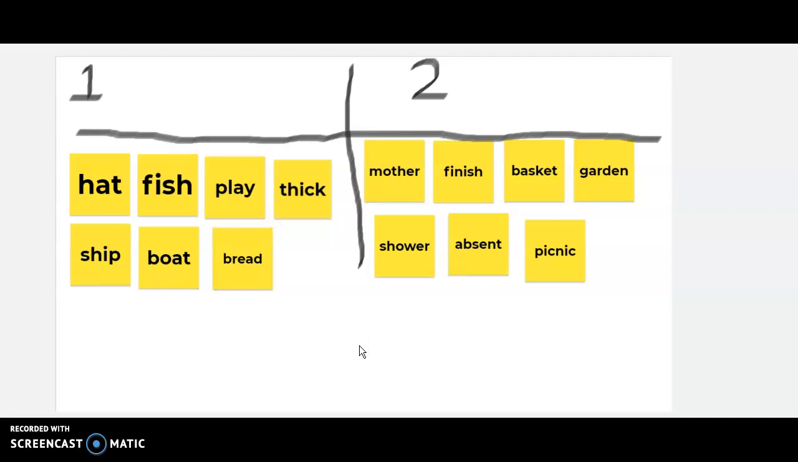All right, friends. So today for your assignment, you guys are going to be looking at a word, saying it out loud, and determining how many syllables you hear in that word.